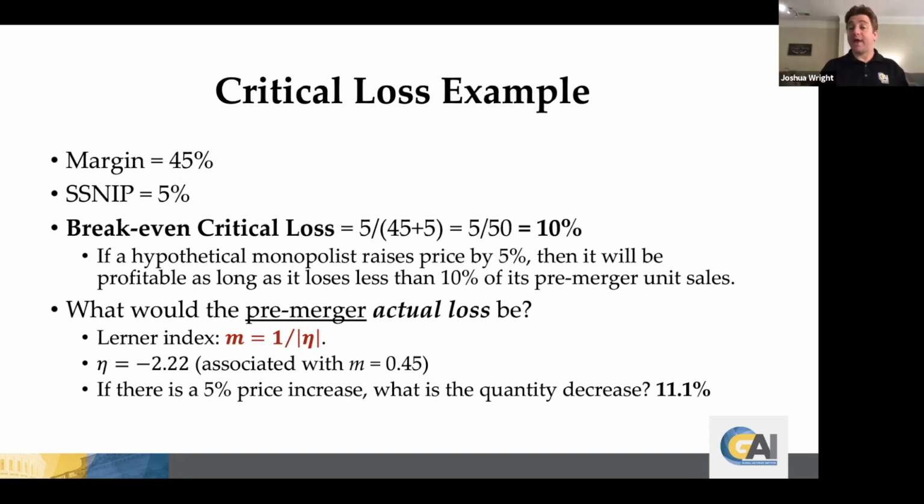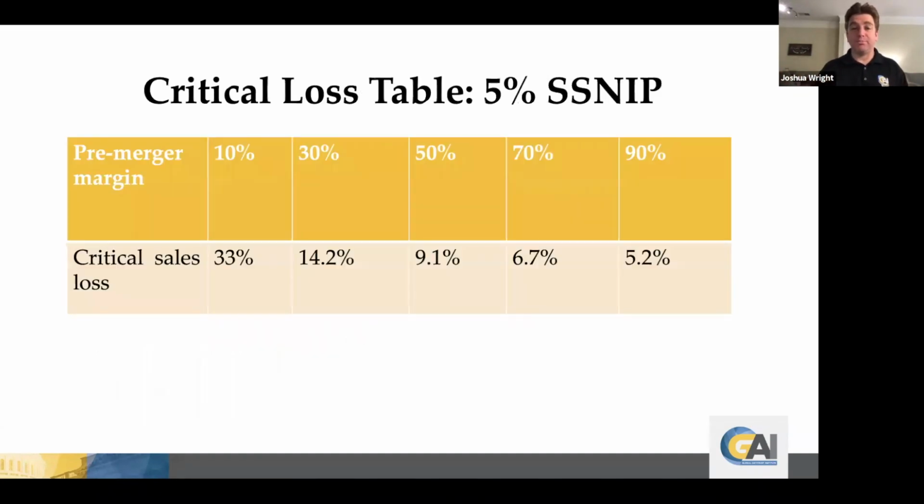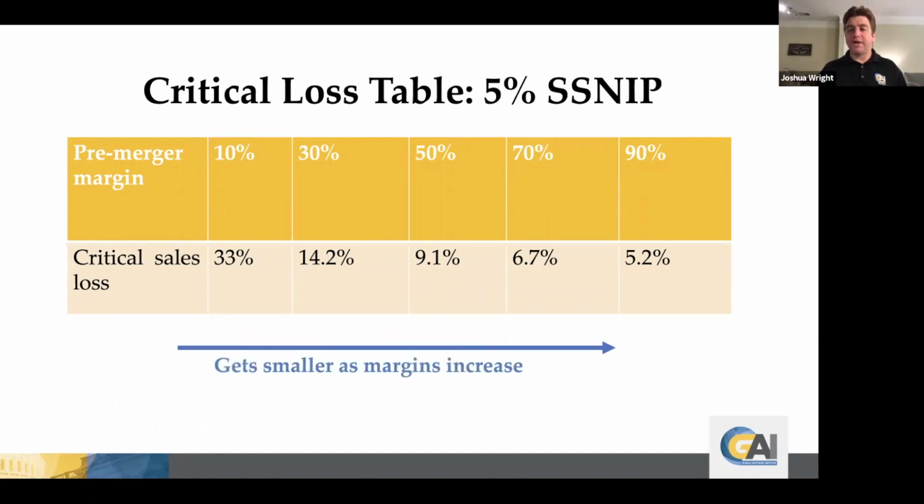Just like on the hypothetical monopolist front, all of our action is going to be on predicting sources of customer substitution and where people go. So, more things about critical loss in the SNIP: you'll see this general theoretical relationship. The higher the pre-merger margin, the lower the critical loss, right? You get the intuition. The critical loss gets smaller as the margins increase.